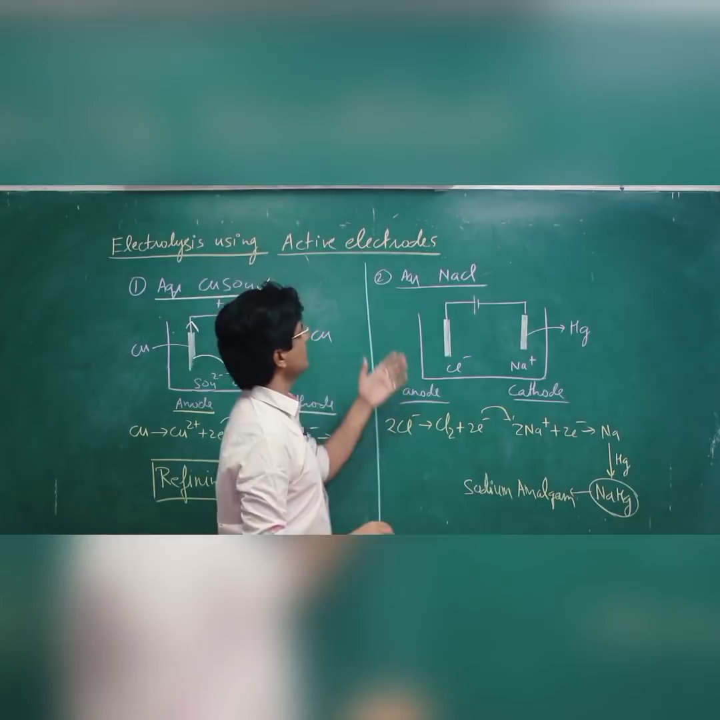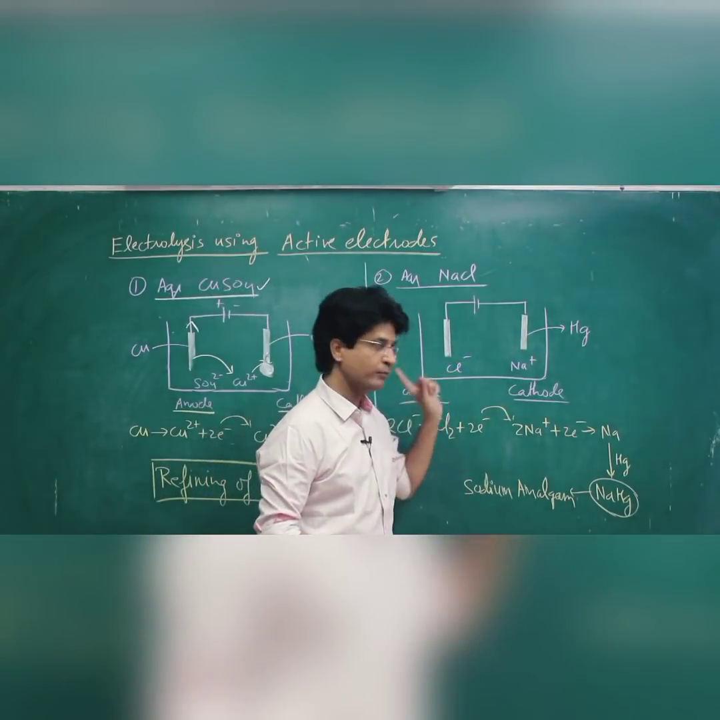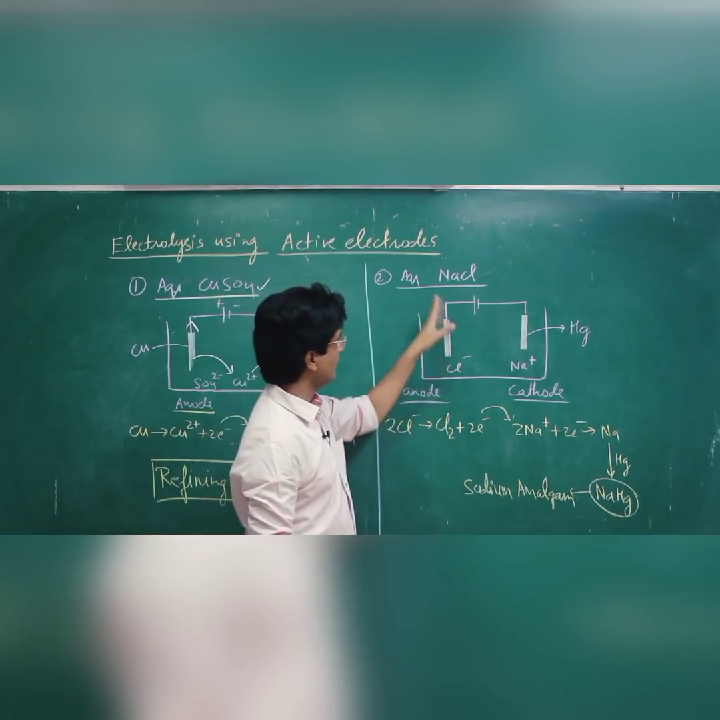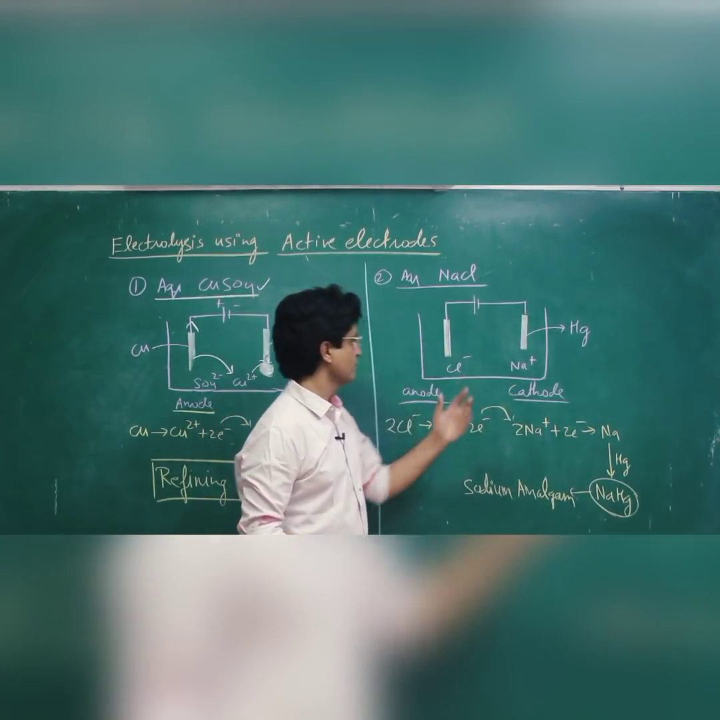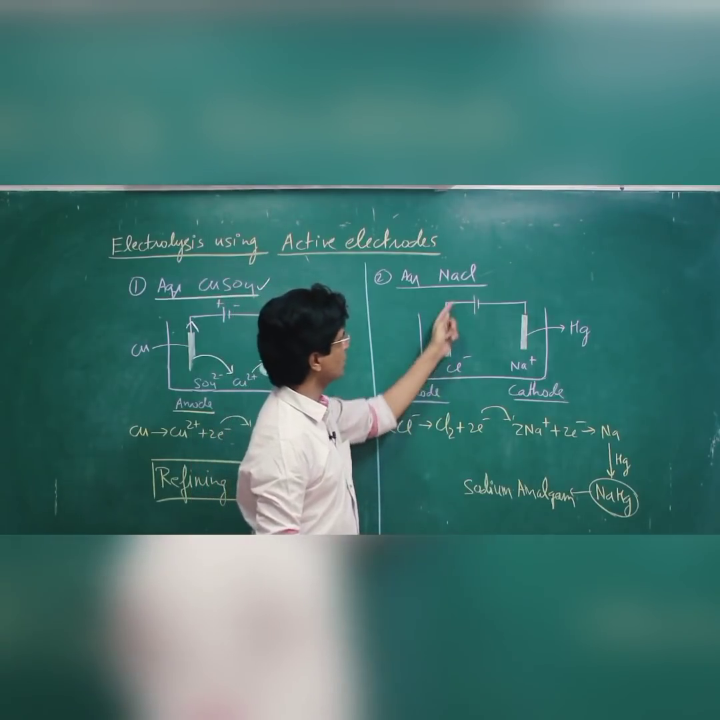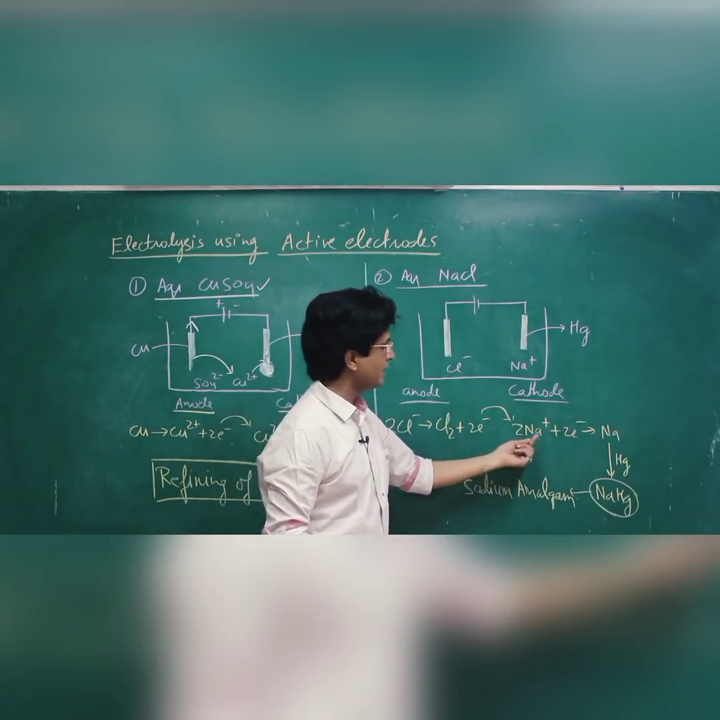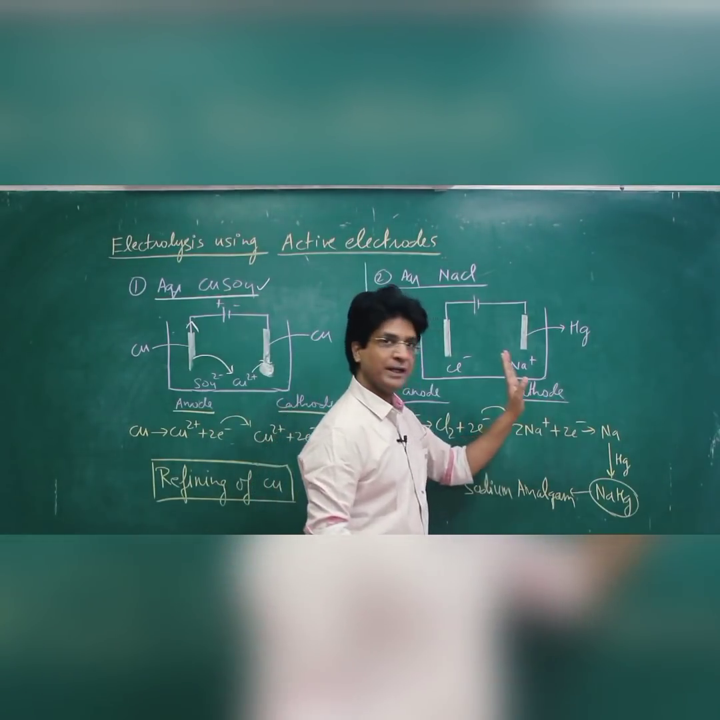Now come to the second case. Electrolysis of aqueous NaCl by using mercury electrodes this time, very important. So we'll have Cl- ions and Na+. At the anode, these Cl- ions will oxidize to give you Cl2. The 2 electrons will pass over here and they will be captured by Na+. Remember that here Na+ will accept electrons.